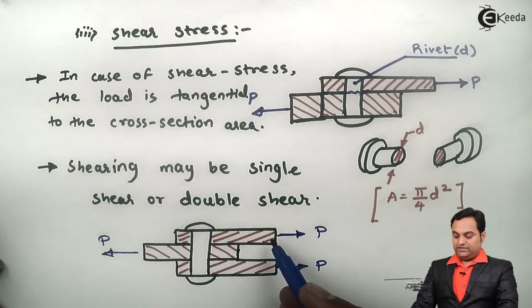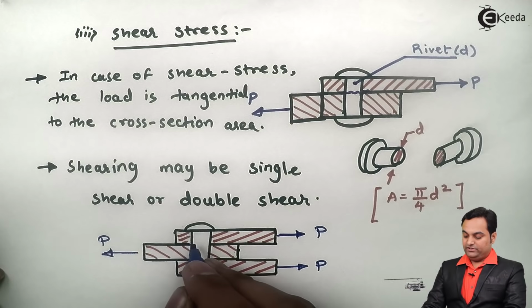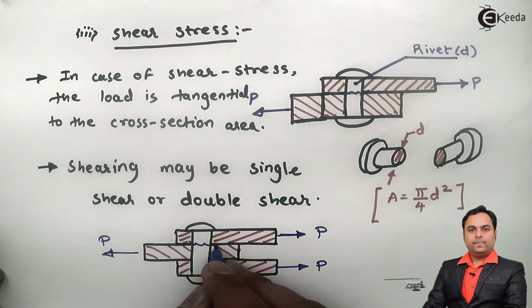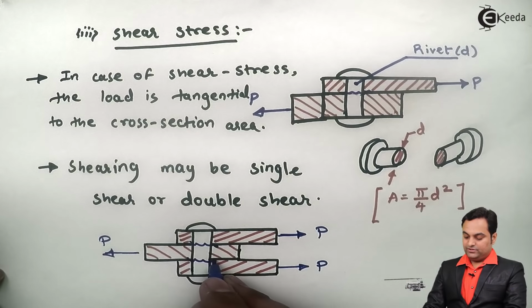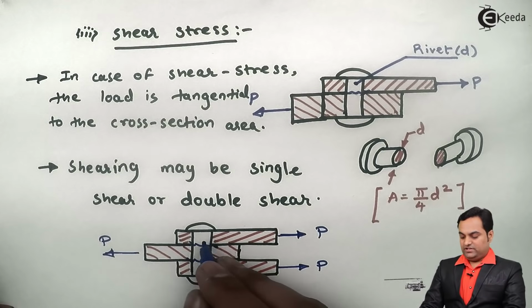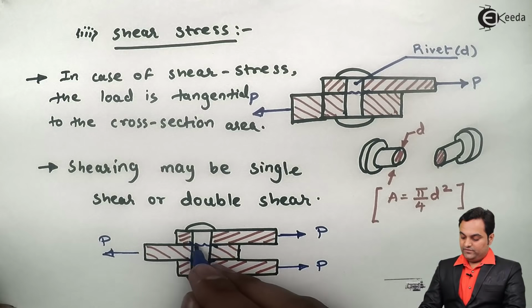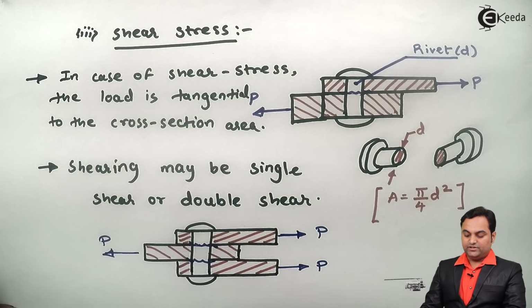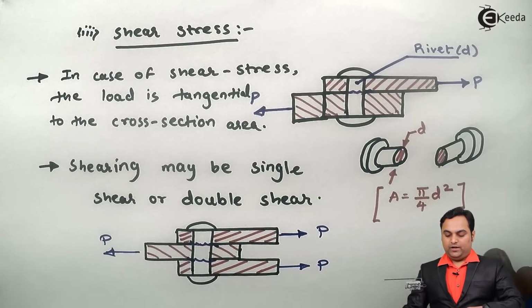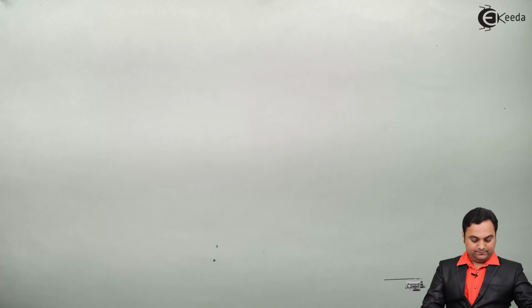Now because of the action of these opposite forces, there are chances of the rivet breaking first at this junction and then it will break at this junction. So here we are getting 1, 2 and 3 surfaces of the rivet, that is, it is divided into 3 parts, and here we have 2 sets of areas, so it is a case of double shear. I hope shear stress is understood. Next is torsional shear stress.